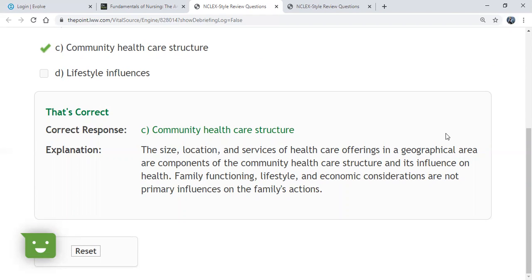Okay, community healthcare structure, the size, the location, and the services of healthcare offerings in a geographical area are components of the community healthcare structure and its influence on health. Family functioning, lifestyle, and economic considerations are not primary influences on the family's action.